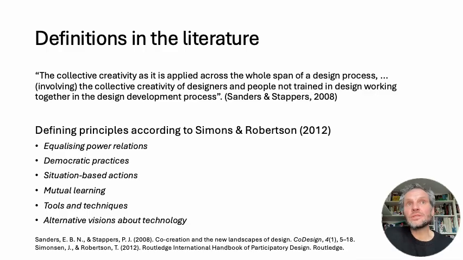Now there's also a lot of research, academic research on co-design and especially participatory design, which is a related term. For example, Sanders and Stappers was a very famous paper in 2008. They say co-design involves the collective creativity as it is applied across the whole span of a design process, involving the collective creativity of designers and of people not trained in design working together in a design development process. So they're talking about co-design as something that doesn't happen at one particular moment in a design process. It happens in various stages of the design process. Then you really have a co-design project.